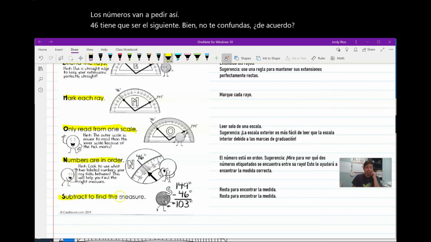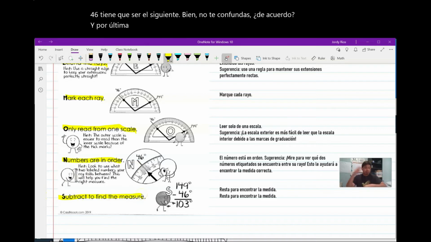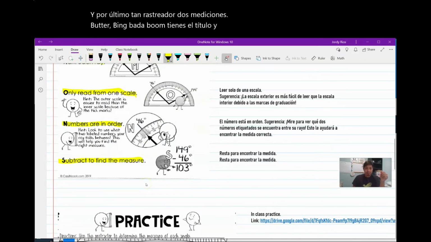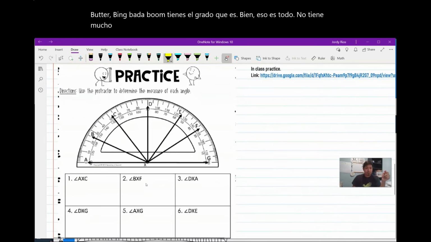And last, S: subtract your two measurements. Bada bing, bada boom. You got the degree. And that's it. Nothing much to it. Let's go ahead and look at some practice.